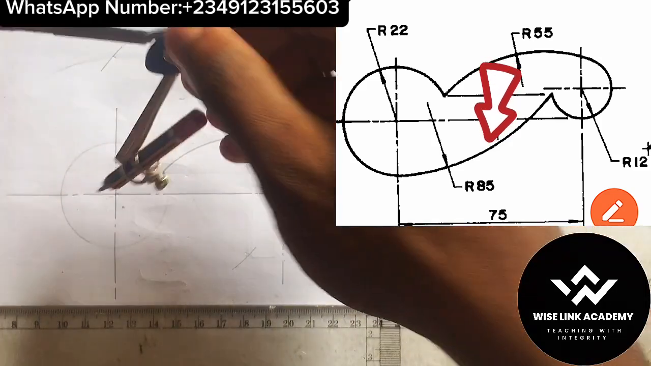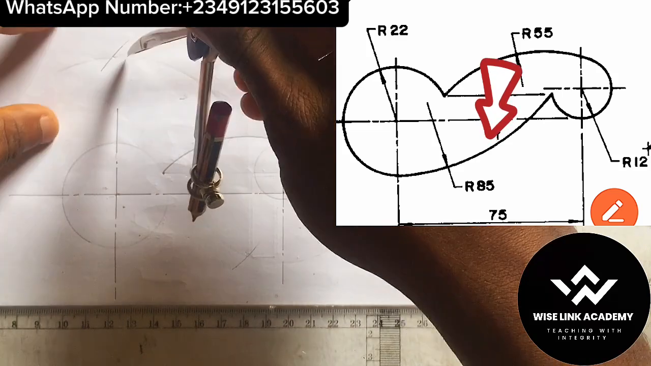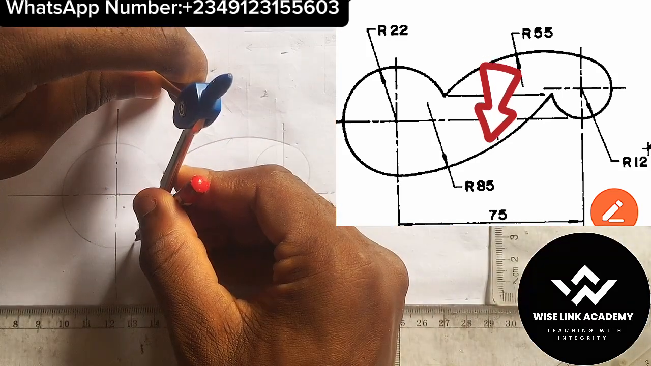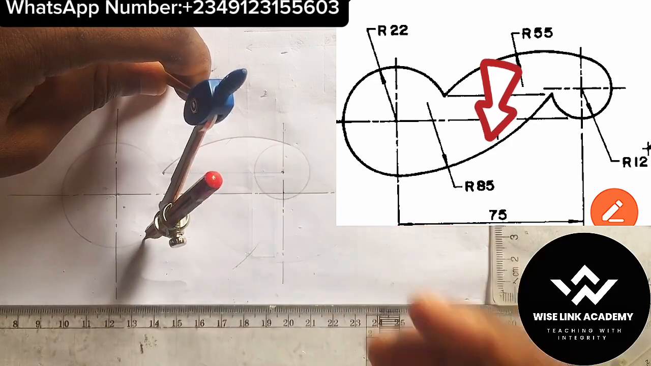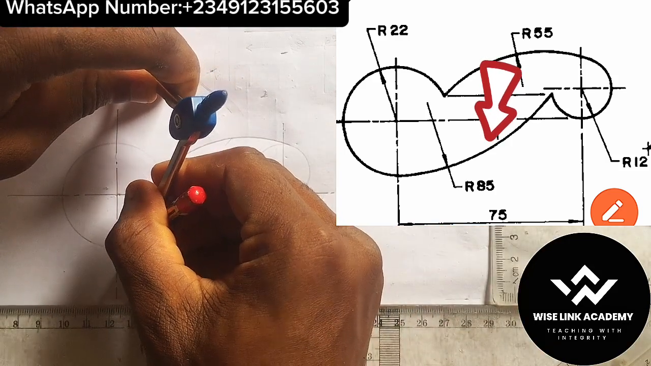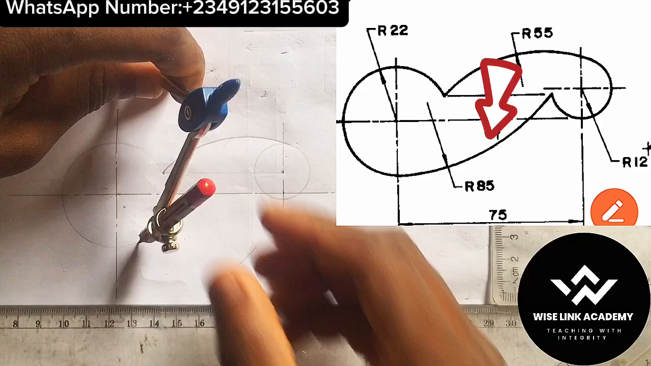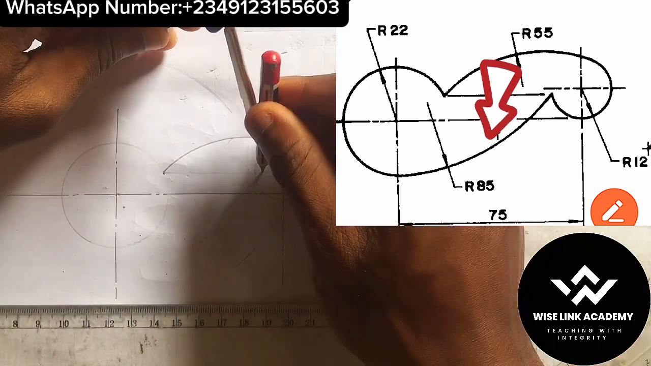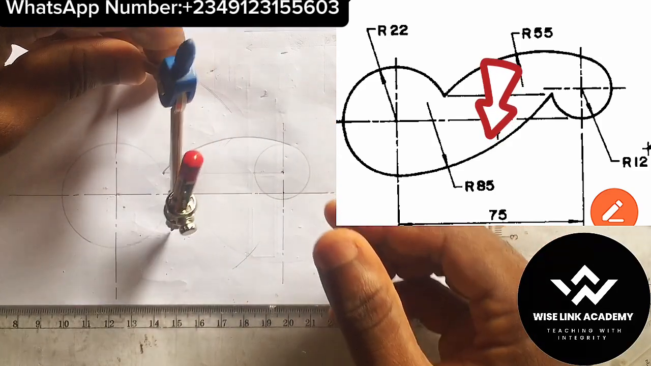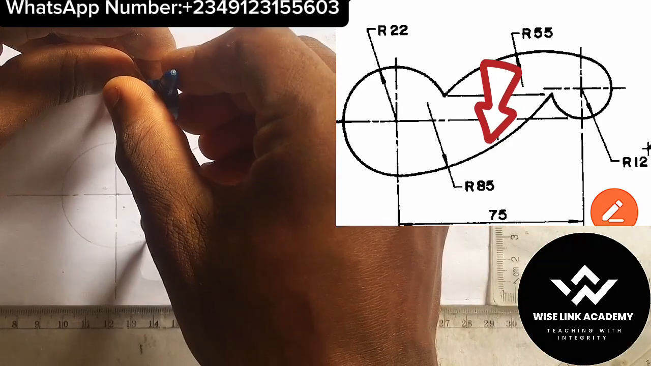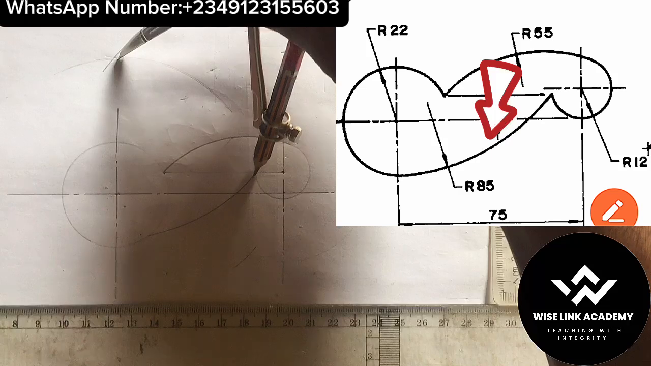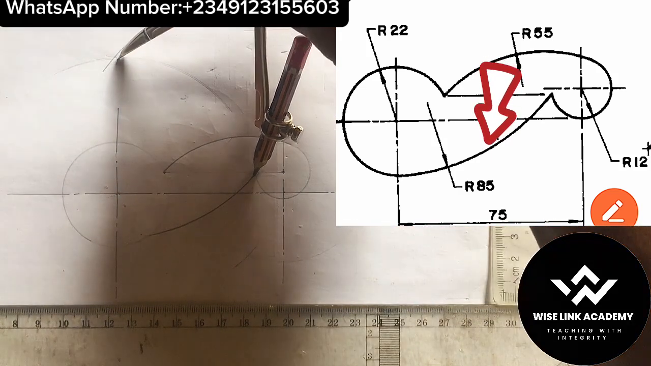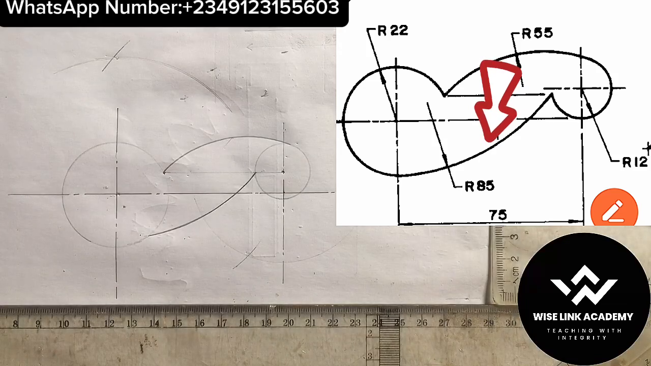Hang on. I will ensure that it's tangent. Tangent. Hang on. So I have this. So it becomes what I have here. Alright, I have this one here.